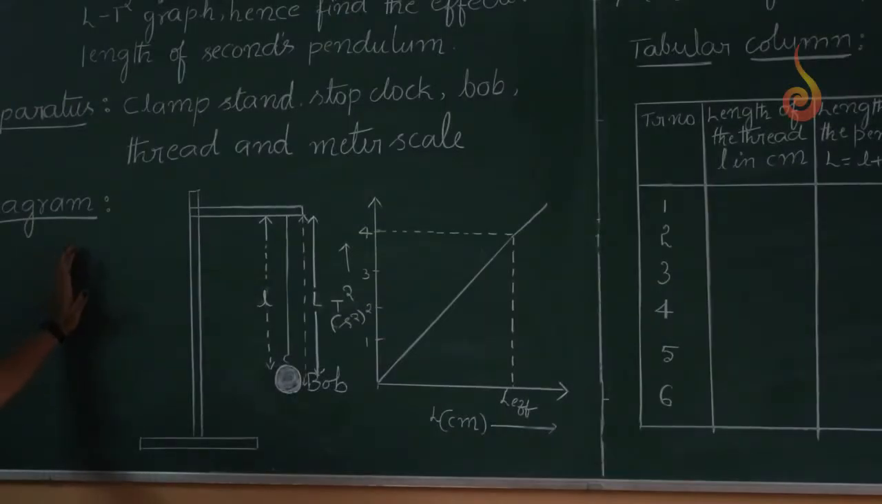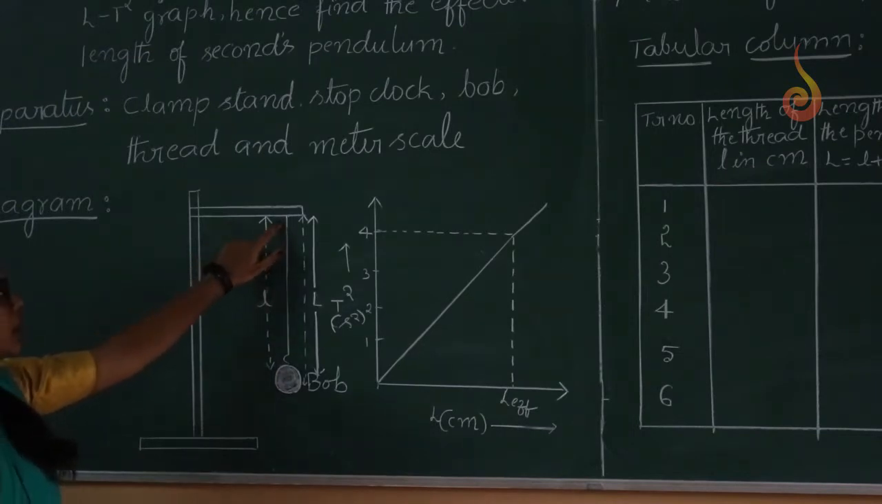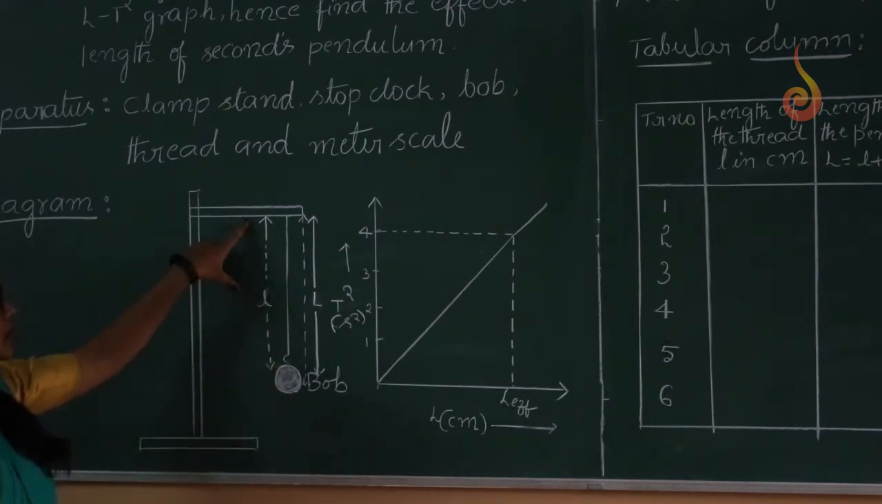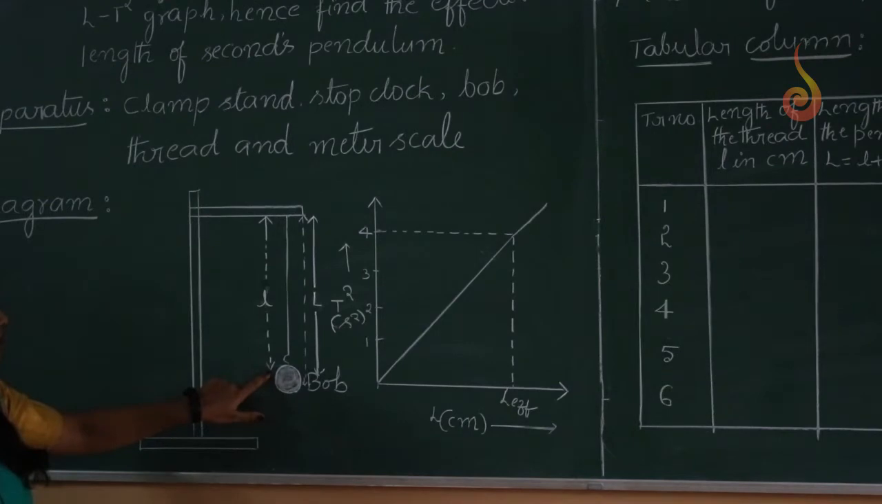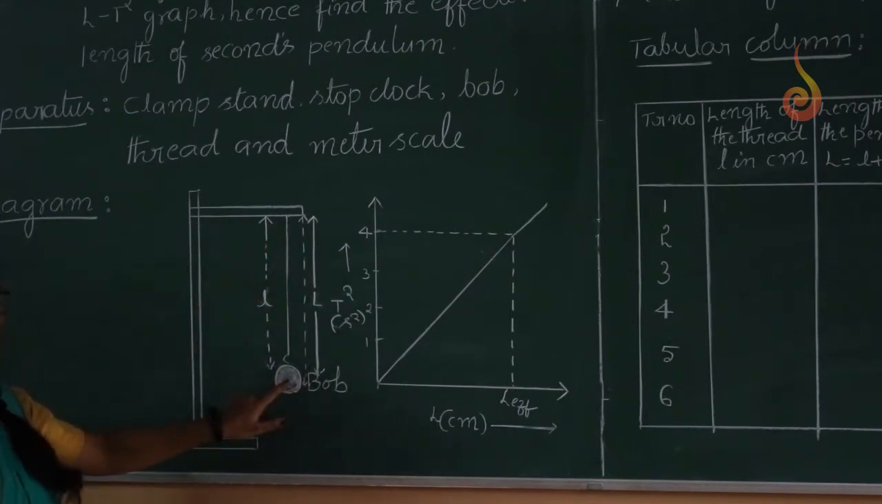Next we move on to the diagram part. As you can see, this is the stand and this is the rigid support where you are going to hang the thread, and this is the hook and this is the bob. The point of suspension to the base of the hook we are going to call small l, which gives the length of the complete thread, whereas the capital L denotes the length of the pendulum, that is from the point of suspension to the center of gravity of the bob.